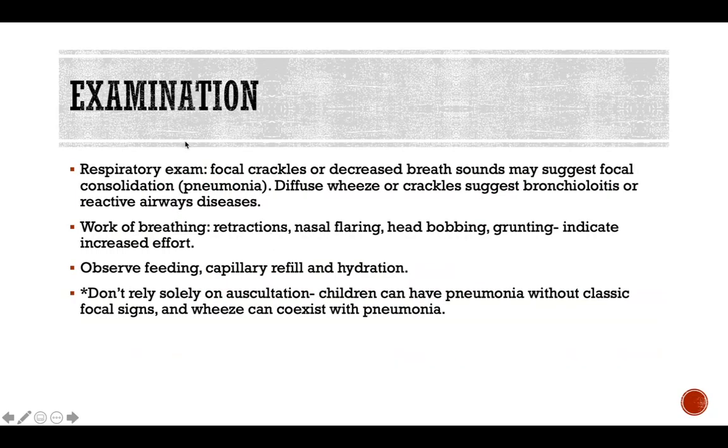Next, what you should look for in the respiratory exam. We always know that you have to auscultate the patient. You may hear some focal crackles or decreased breath sounds. From my experience, I mostly heard decreased breath sounds in the affected area. For example, if the patient had lower lobe pneumonia, you hear decreased breath sounds there, more than you can hear crackles or rales and so on.